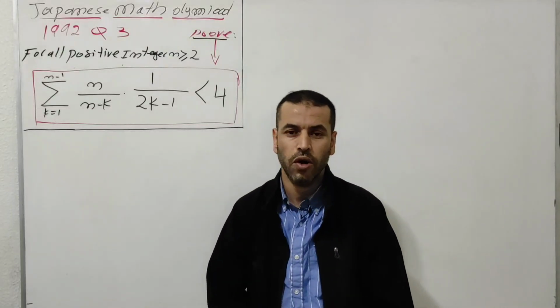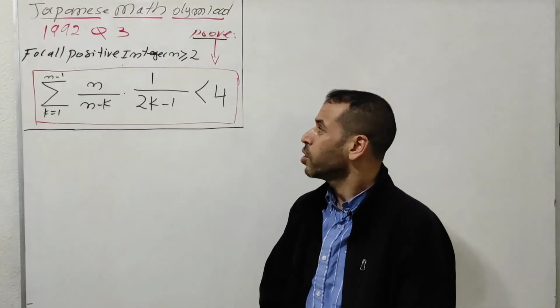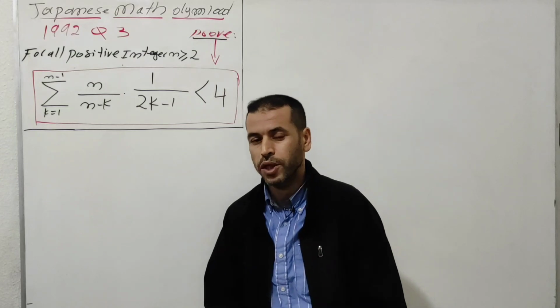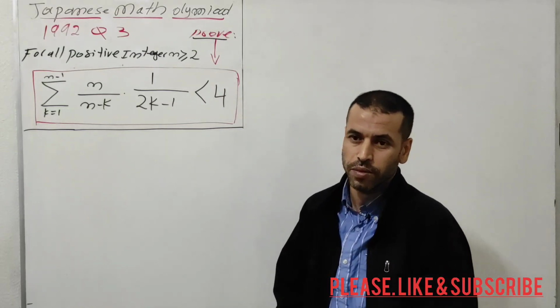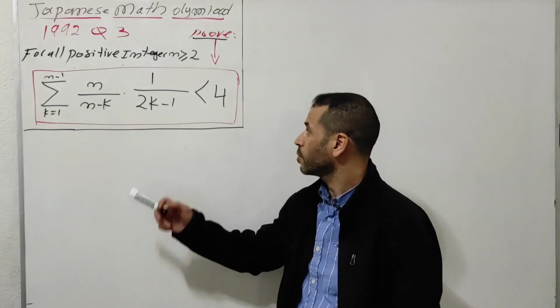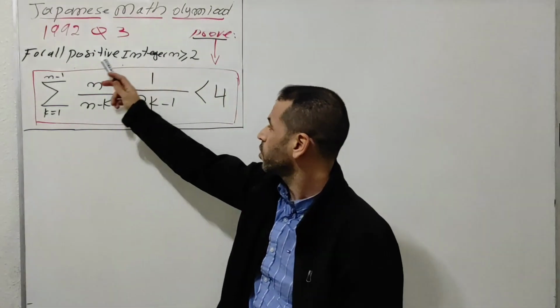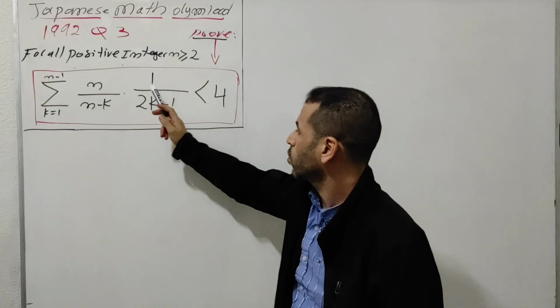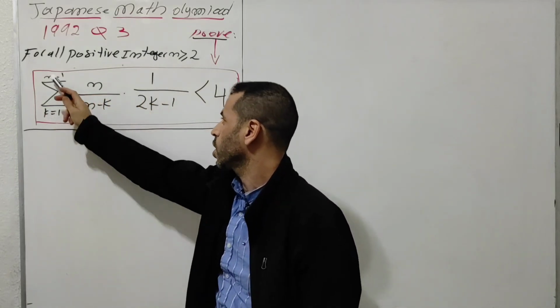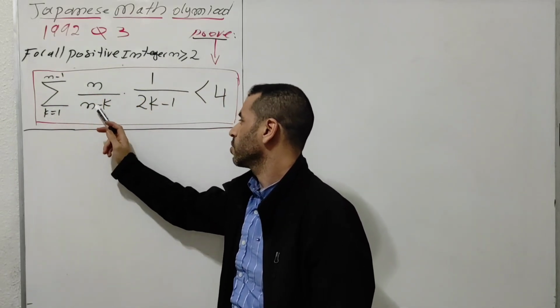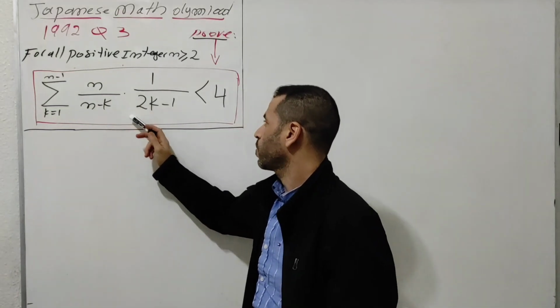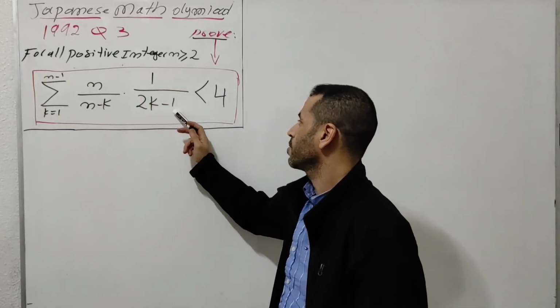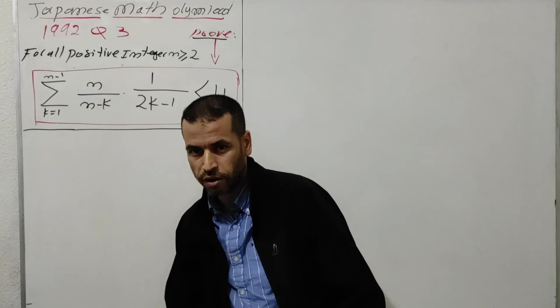Hi, in today's video I would like to introduce a very nice problem of the Japanese Mathematical Olympiad edition 1992, question number 3. Okay, here is the setup. We are going to prove this statement for all positive integers n greater than or equal to 2. We have the sum as k goes from 1 to n minus 1 of n divided by n minus k, multiplied by the reciprocal of 2k minus 1. The whole thing is strictly less than 4.